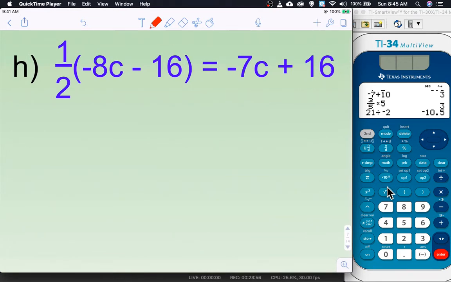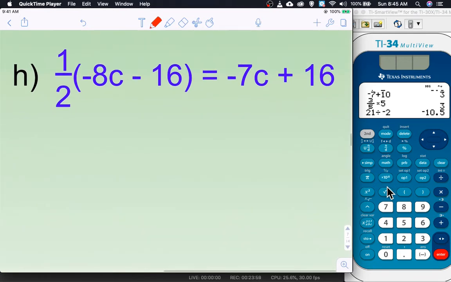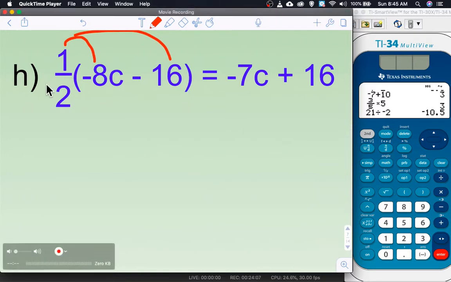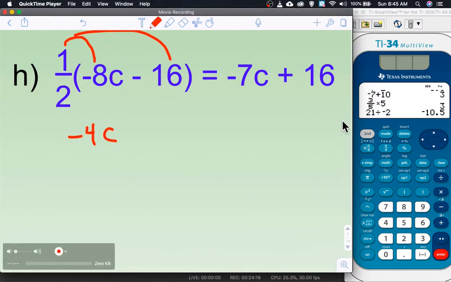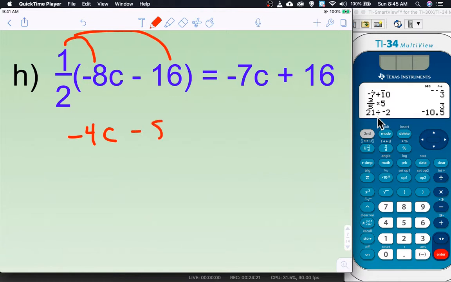Letter H. I have parentheses. I'm going to distribute. You can multiply by hand or multiply by calculator. I know that half of -8, just 1/2 of -8. Remember I said of means multiply. So half of -8 is -4. And half of a -16 is a -8. No calculator needed if you got a good brain on you.